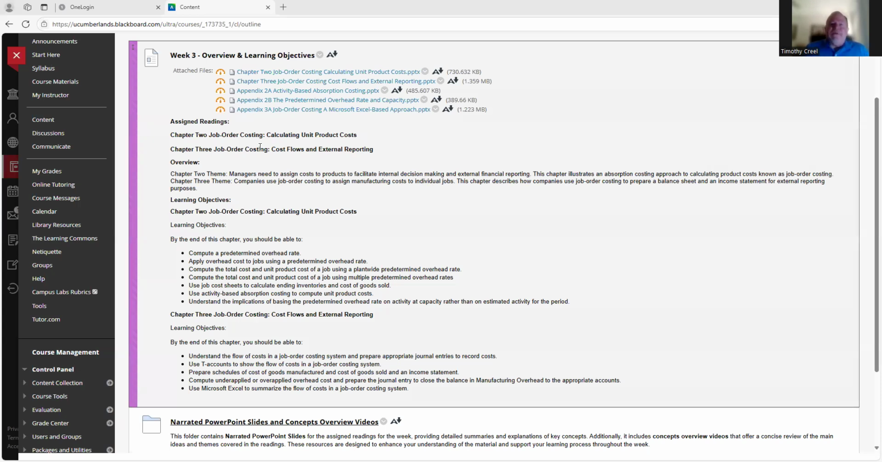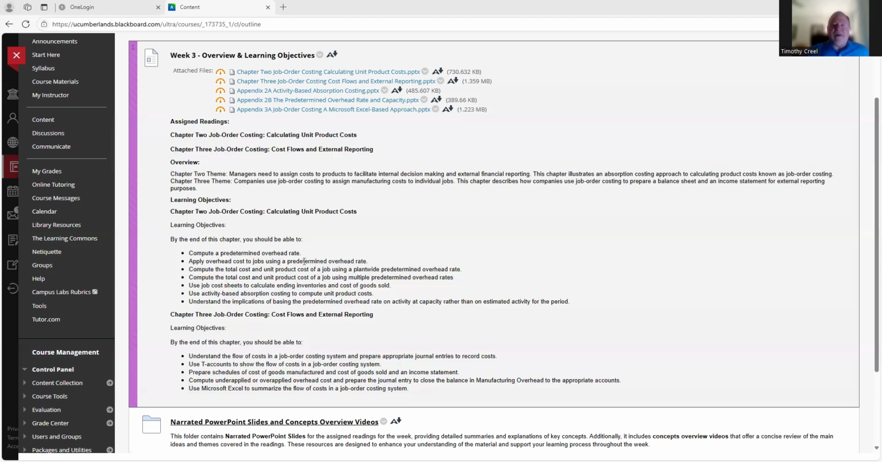So job order costing is really good whenever you can break out cost to a particular unit, job, batch, a particular manufacturing that you're doing. Like I said, of a particular unit, batch, or job. So, job order costing, we're going to look at some terminology such as predetermined overhead rate. We're going to use job cost sheets.